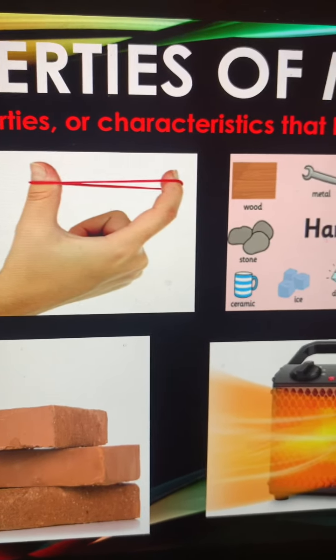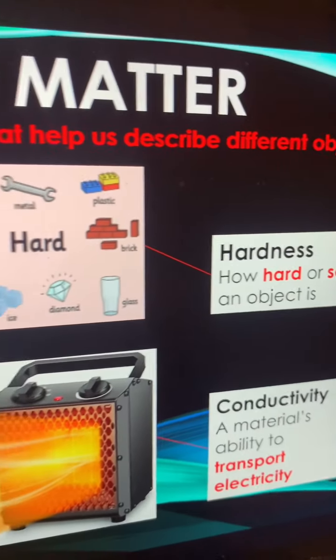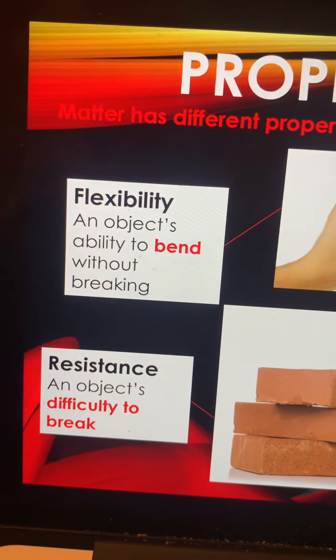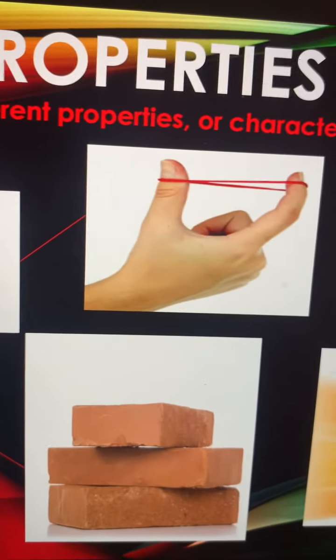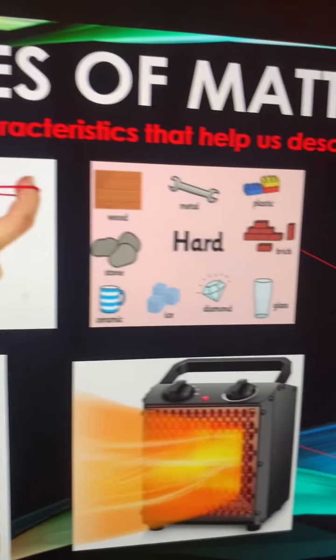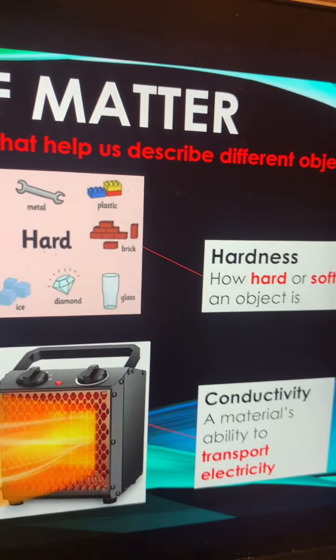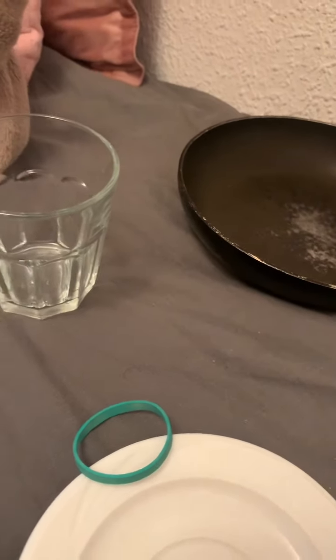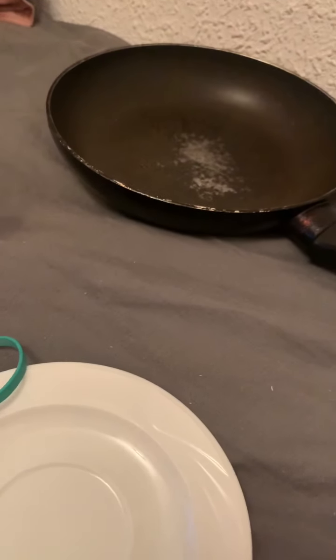Kids, so today we're going to review properties of matter. Matter has different properties: flexibility, resistance, hardness, and conductivity. Today we're going to review some examples of these properties. Let's start.